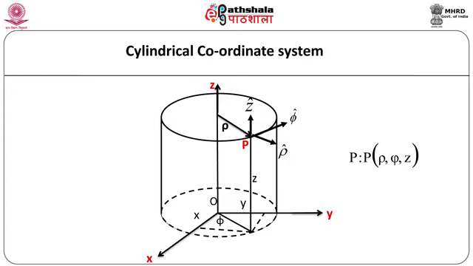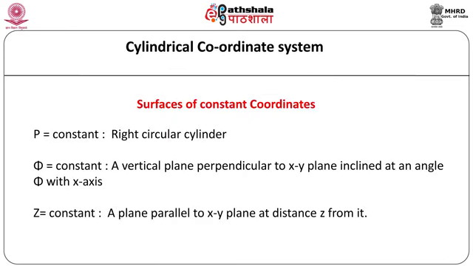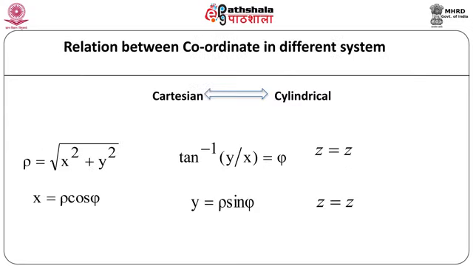In the last coordinate system, namely the cylindrical coordinate system, the coordinates of point P are rho, phi and z. Rho is the distance of point P from the z axis, z is the height or depth of P from the xy plane, and phi has the same meaning as that in the spherical coordinate system. Here rho equal to a constant generates a right circular cylinder, while constant values of phi and z generate planes. The relation between coordinates of a point in rectangular and cylindrical systems can be obtained using simple trigonometrical manipulations.